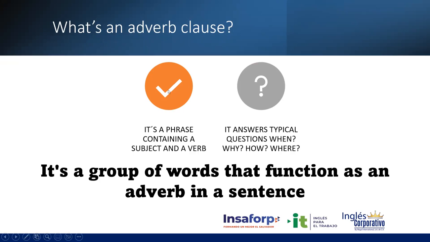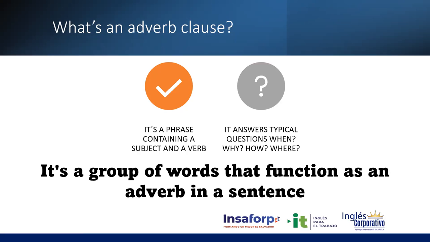The adverb clause has two elements, subject and verb. Okay, it's a phrase. It contains two elements, subject and verb. Usually, that phrase doesn't have the complete meaning. We need the other clause, the independent one, because the adverb clause depends on another one to complete the meaning, okay? So how are we going to identify an adverb clause? An adverb clause will be identified if you answer questions like when, why, how, or where.